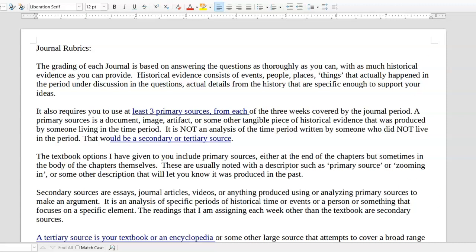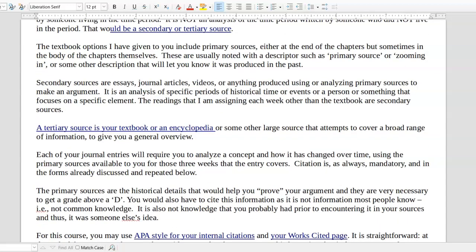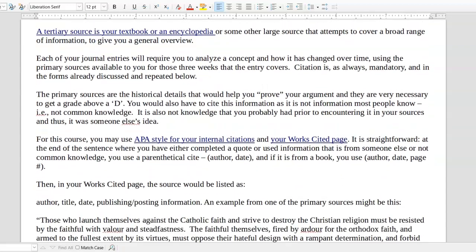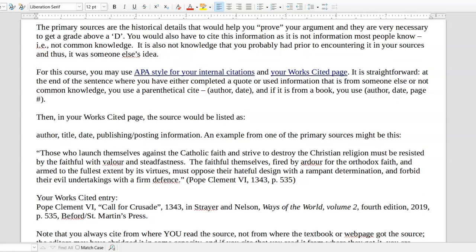So, okay, secondary sources are things like essays. Tertiary sources are books like your textbooks or encyclopedias. That explains what those are. And then, of course, again, the APA and your works cited page, the required ones of those.